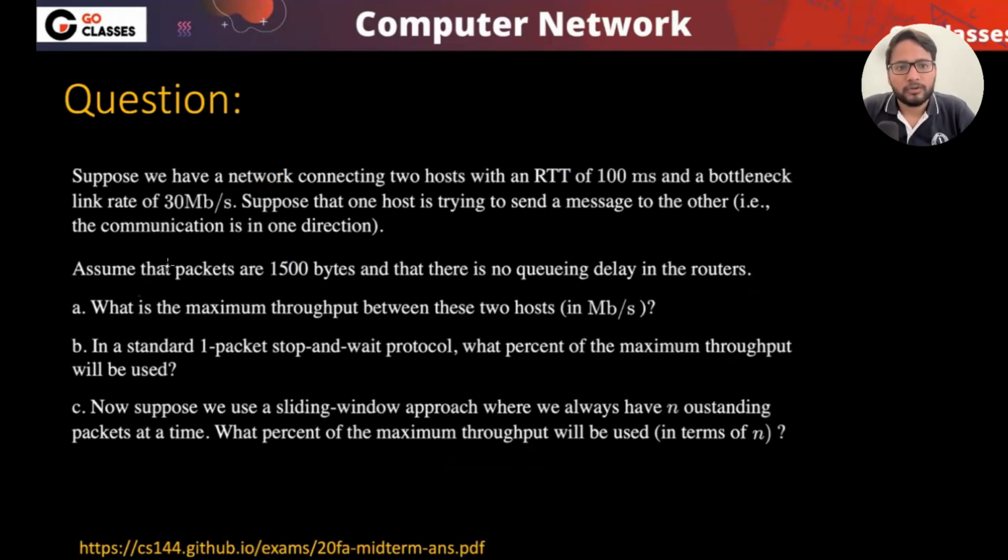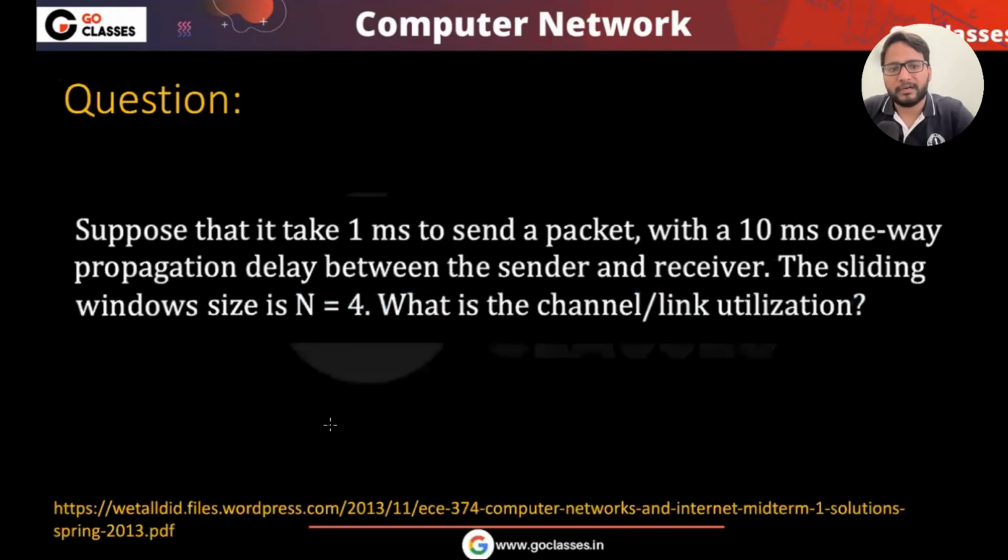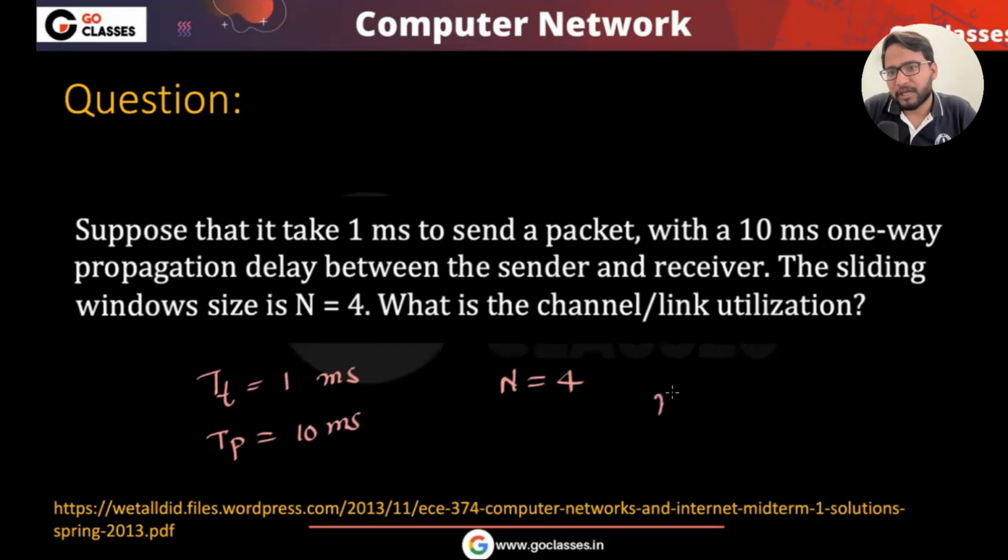Okay, so maybe this question is a little long. I will come back to that question. That question was also easy, but let me first solve this question. What they're saying: suppose that it takes 1 millisecond to send a packet with 10 millisecond one-way propagation delay. So transmission time is given to you as 1 millisecond. Propagation time is given as 10 milliseconds, right? In the sliding window protocol, the size of the window is given as 4, then channel link utilization is nothing but efficiency. Then they're asking the efficiency.